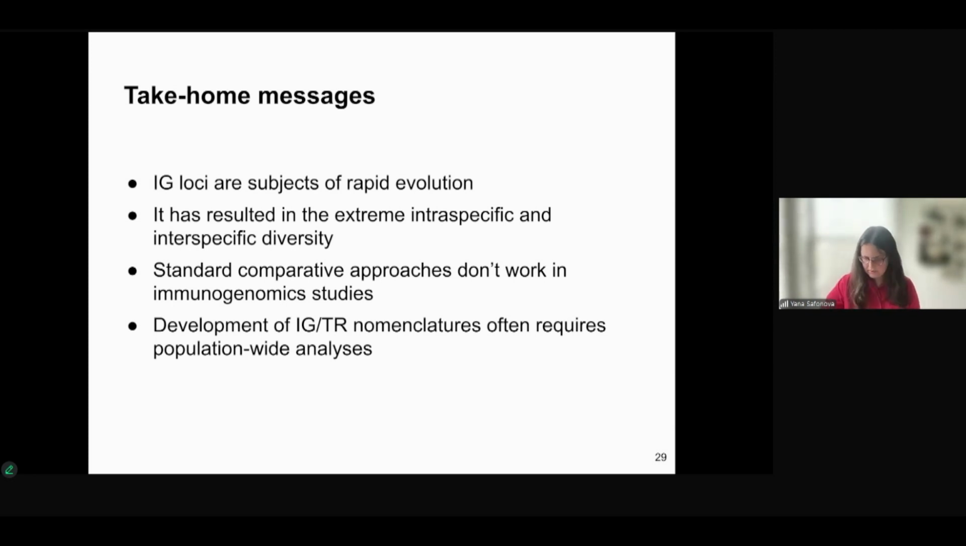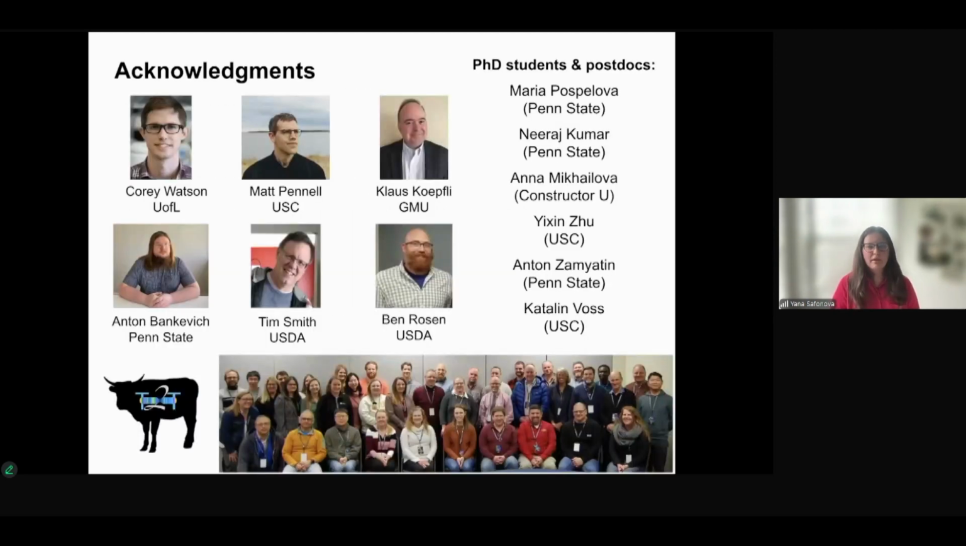So, of course, there are a lot of talks that cover it, so I'm very happy that the community is open to these changes. And overall, I would like to thank a lot of people involved in this work. I already mentioned some of them, but it's also the telomere-to-telomere consortia that appear to be very open to immunogenomics analysis and all the challenges that they bear.